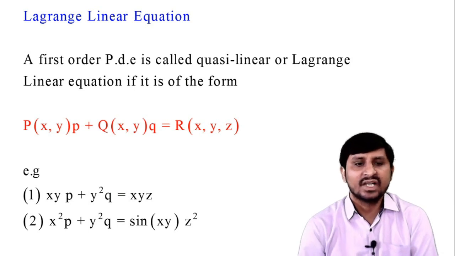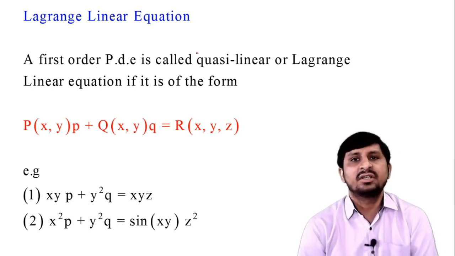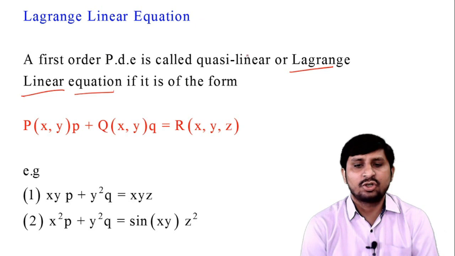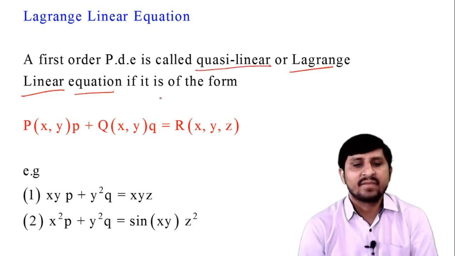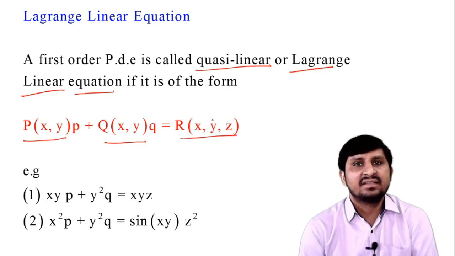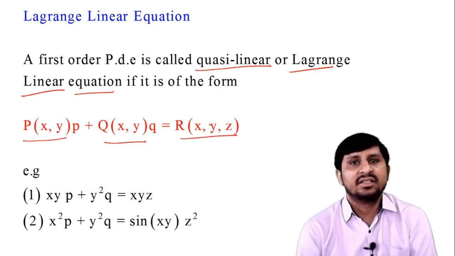Now a first order partial differential equation is called Lagrange linear equation, or sometimes it's called Cauchy linear also, if it is of the form, capital P into small p plus capital Q into small q equal to R, where capital P is a function of x, y, capital Q is also a function of x, y, and capital R is a function of x, y, z. So this is the Lagrange linear equation, where capital P into small p plus capital Q into small q is equal to R.